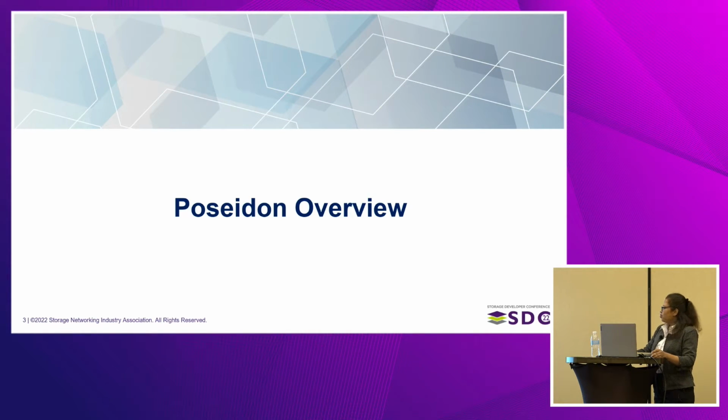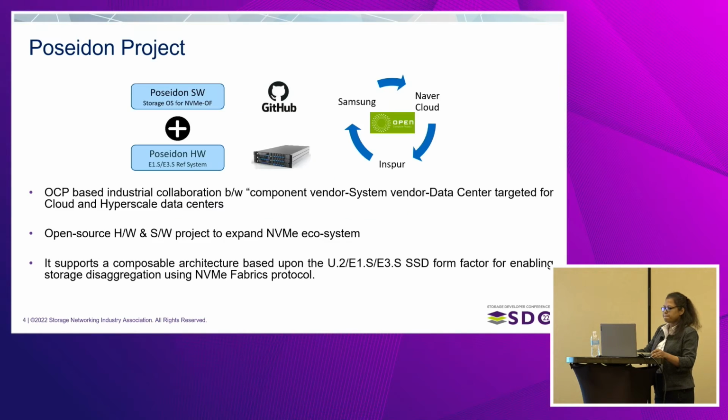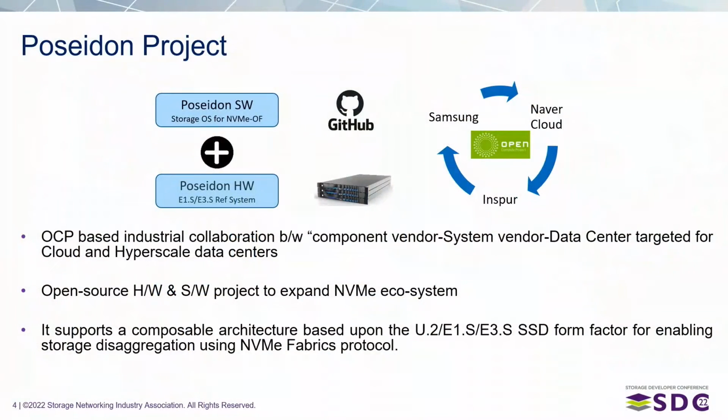So let's start with the overview of Poseidon. Poseidon is an open source NVMe fabric solution developed by a joint collaboration between Samsung, Inspur, and Naver Cloud, and is targeted for cloud and hyperscale data centers. Inspur is a server technology giant from China, whereas Naver Cloud is a cloud giant from South Korea. Naver is basically the number one search portal in South Korea, and it's similar to Google Cloud.